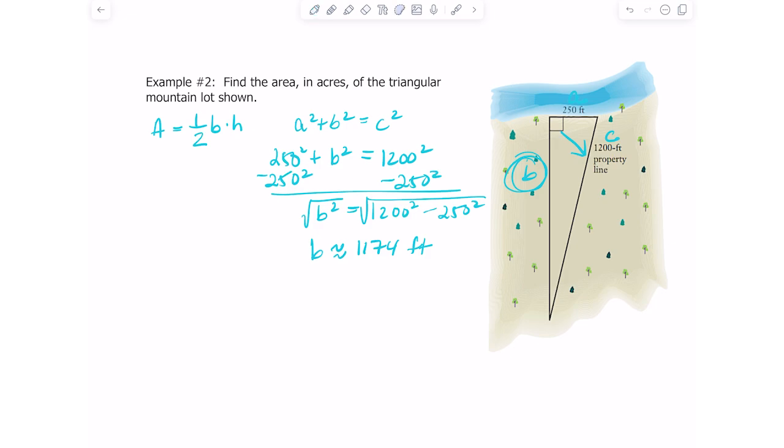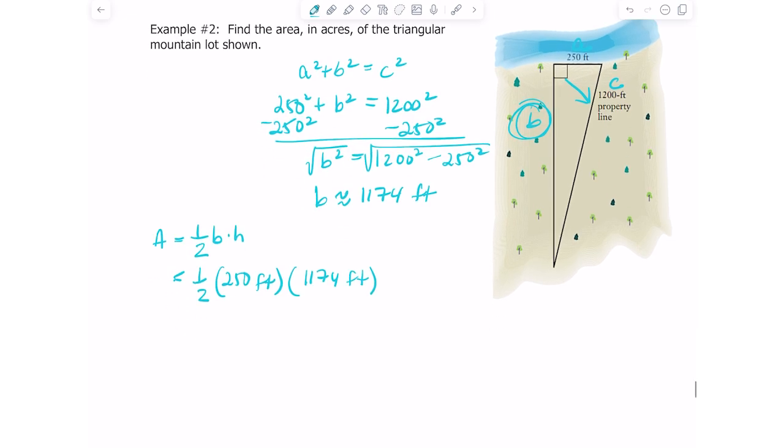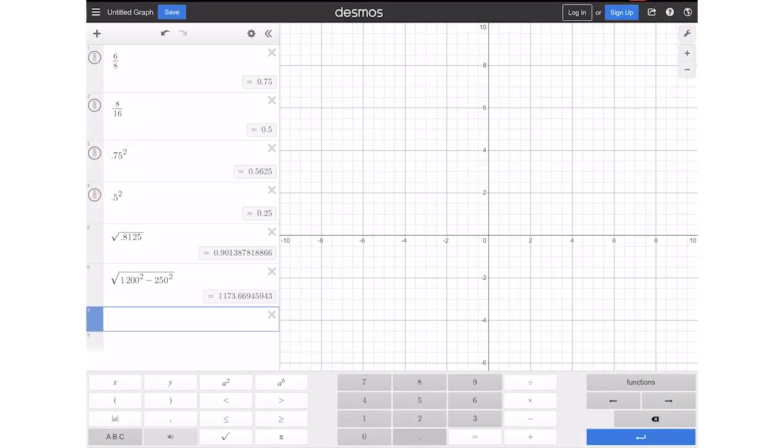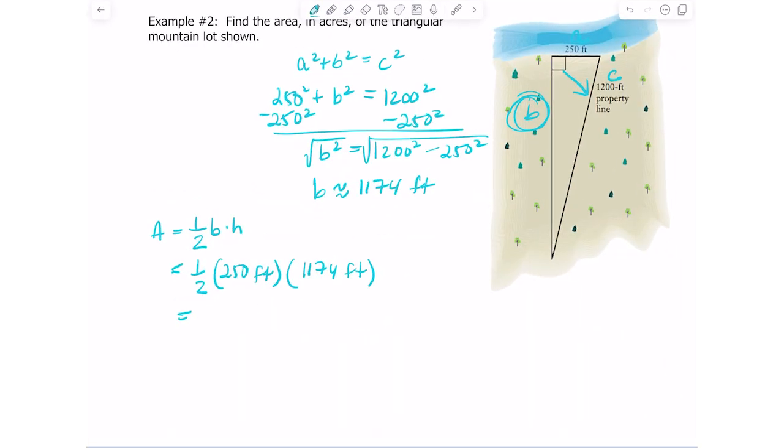So in order to find the area, I have everything I need. My area is going to be 1/2 times the base times the height. And remember, instead of 1/2, you could just put 0.5. So we can do 0.5 times 250 times 1174, and we get roughly 146,750 feet squared, right? Because we're dealing with area.